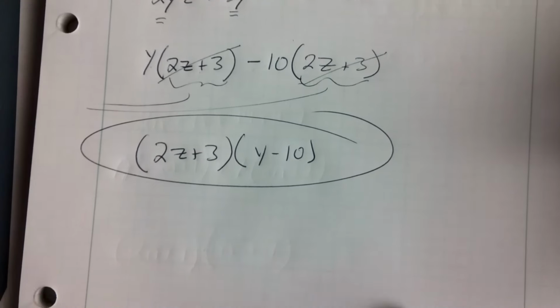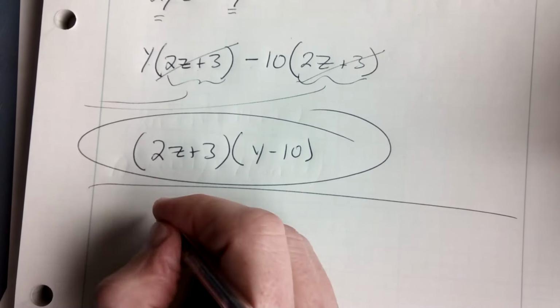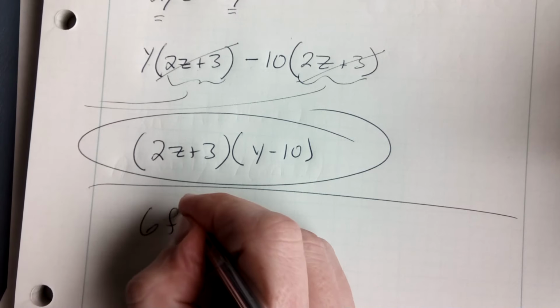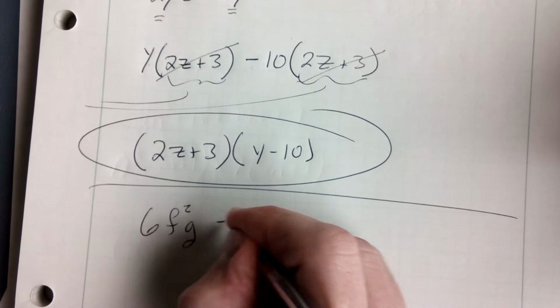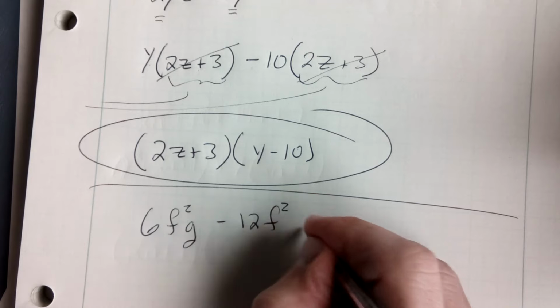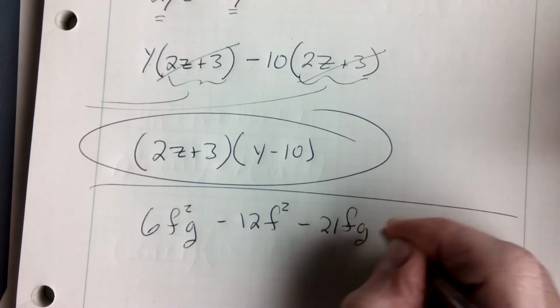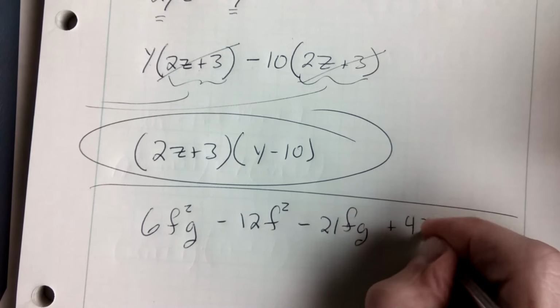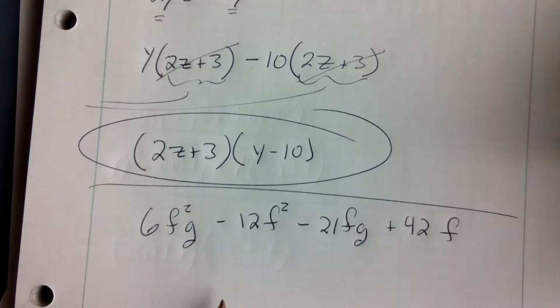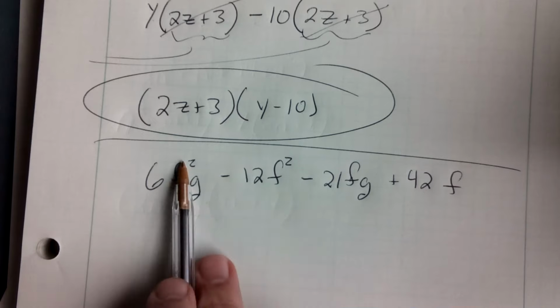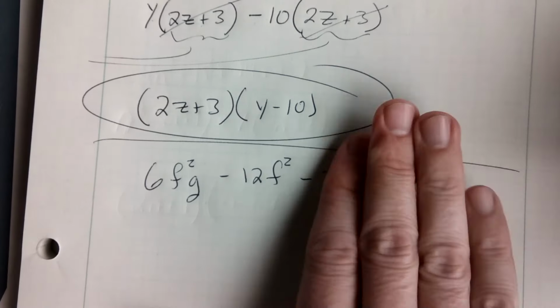Should I do one more really quickly? 6f squared g minus 12f squared minus 21f times g plus 42f. Wow, that looks confusing. Lots of f's and g's, and there are squareds. But again, process is the same. I'm going to ignore the last two.